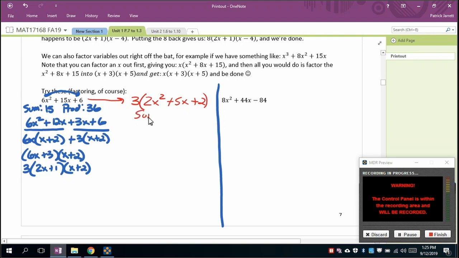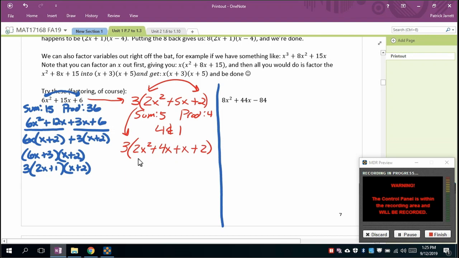We need two numbers that have a sum of 5 and a product of 4, because 2 times 2 is 4. And the two numbers that are going to give us that are 4 and 1. Now, this 3 will stay on the outside. We can kind of take it off or put it back. Either way, we'll have 2x squared plus 4x plus x plus 2.